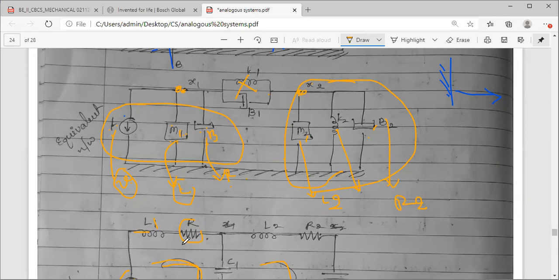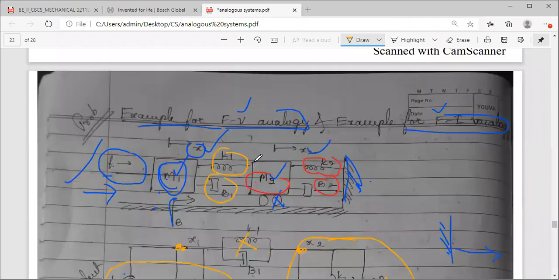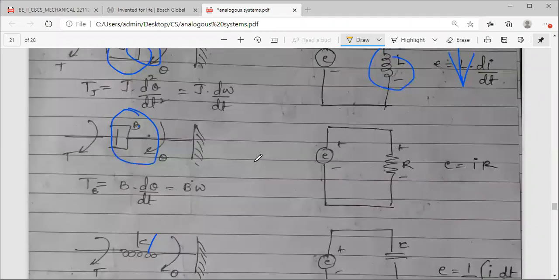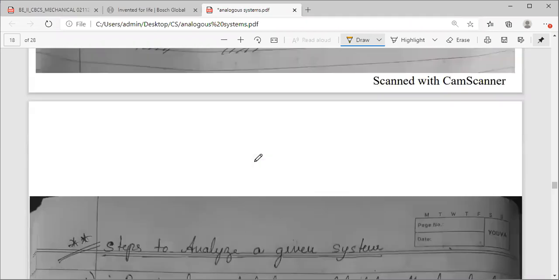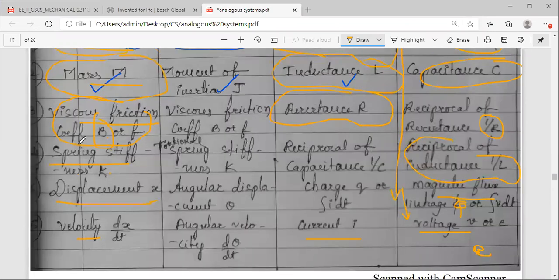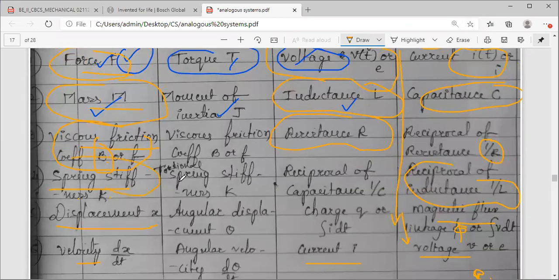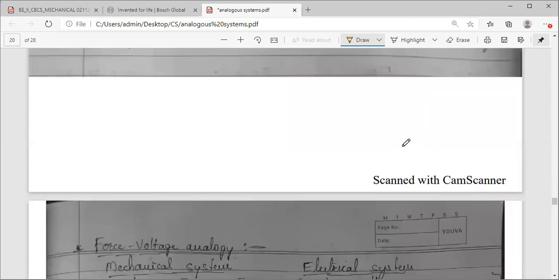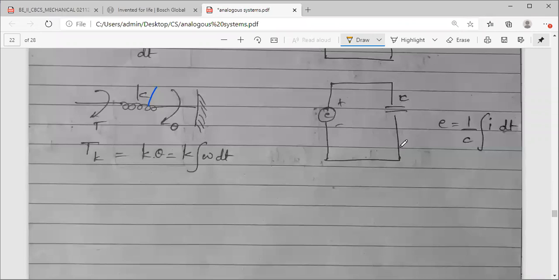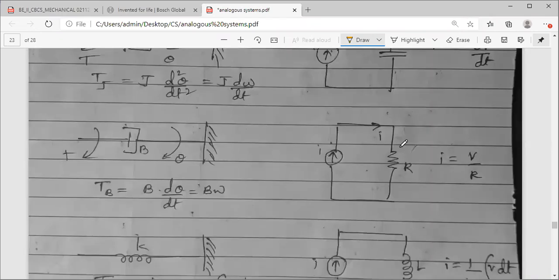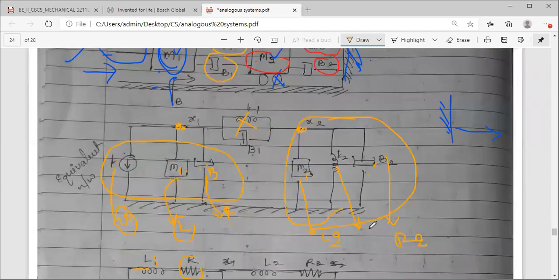Can anybody tell me? For spring, what is the equivalent? I have to go back and check the slide one more time. Okay, for spring, the reciprocal of the capacitance is the equivalent. So let me replace that. So this should be the reciprocal of capacitance, so that is 1 by C.